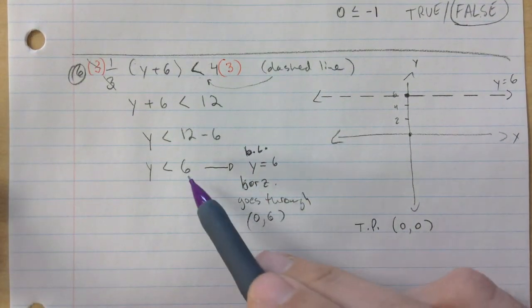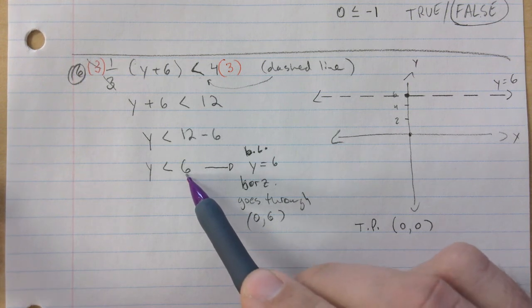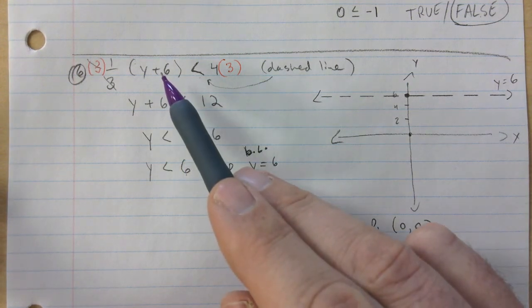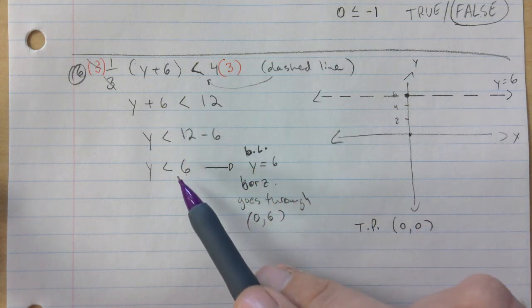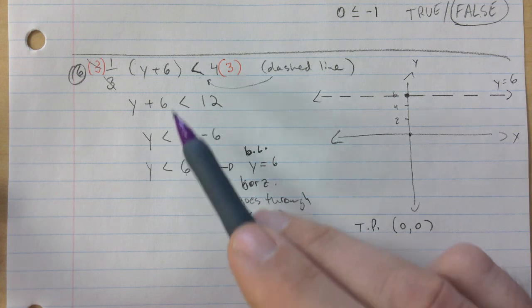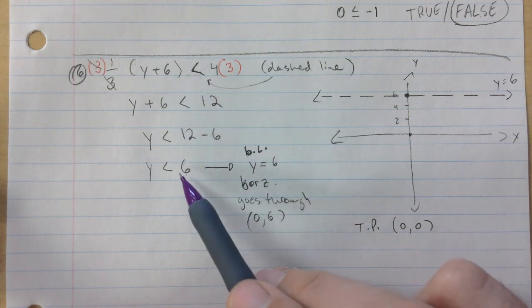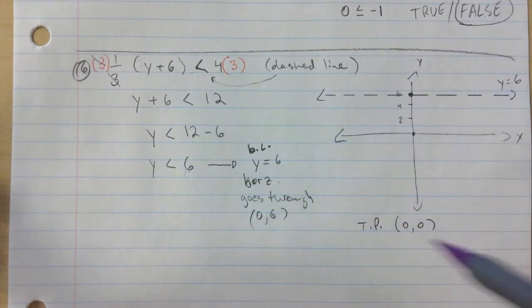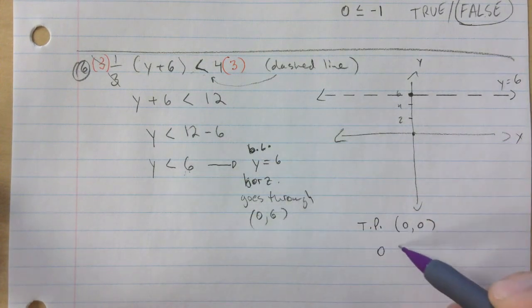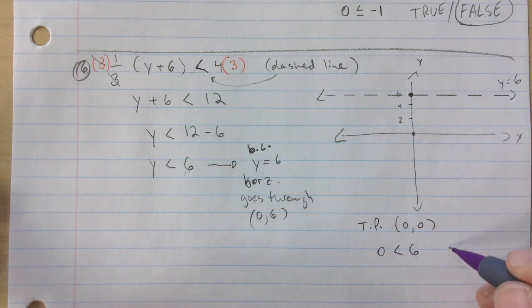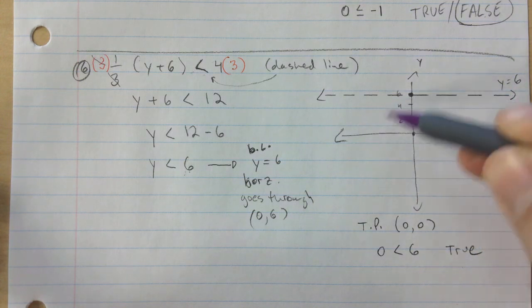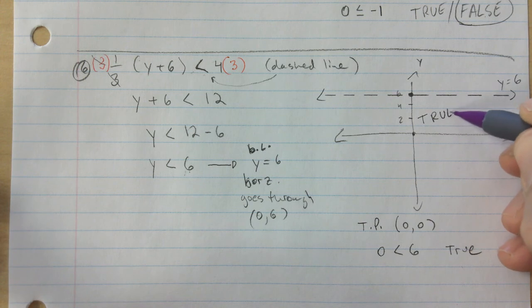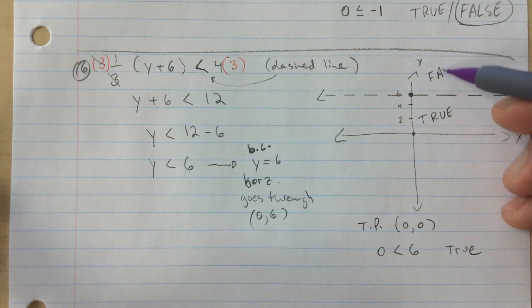So you plug 0, 0 into this one, or if you like a challenge, you can plug it into the original one. It doesn't matter. If you didn't make any mistakes, they should give you the same results. Because just remember, this first inequality is the same thing as the last one here. So we plug in 0 for y. So 0 is less than 6. Is this true or false? And that is actually true, right? 0 is less than 6. So that is true. That means that everything below the line is going to be true. Everything above the line is therefore going to be false.